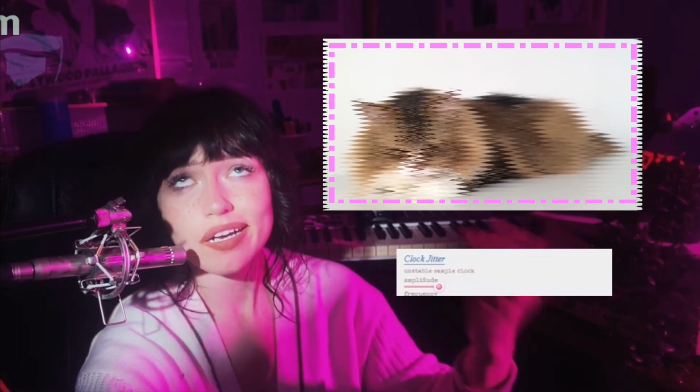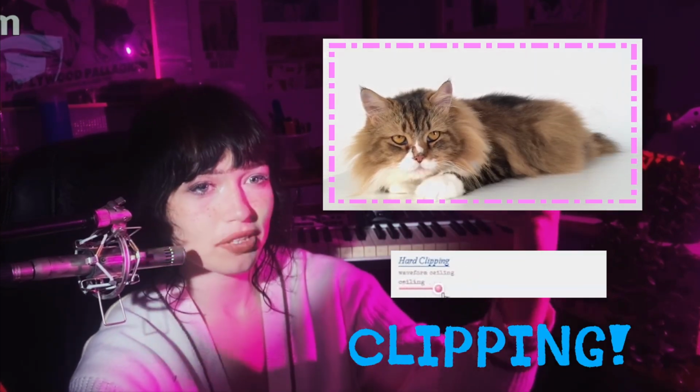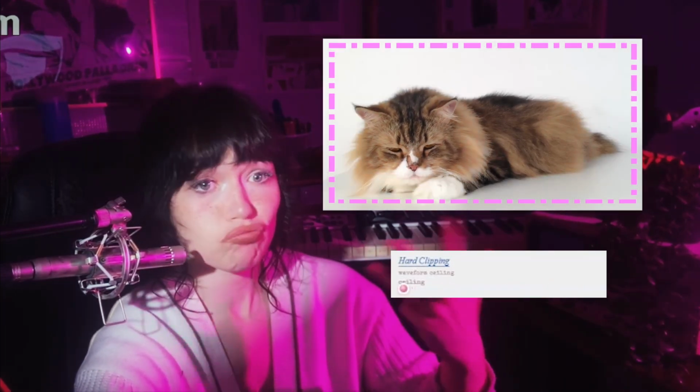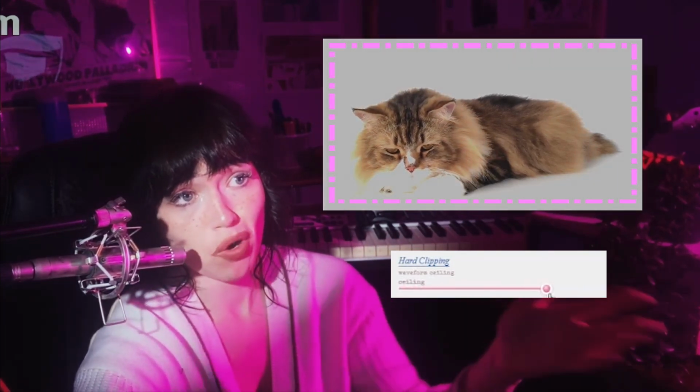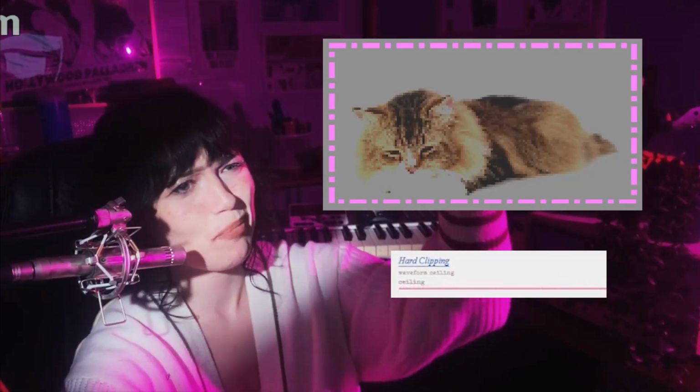Moving on to the next way that things can go wrong is hard clipping, which is a problem of amplitude or loudness. If a signal gets too loud or pushes past 0 dBFS, there's literally nothing left to represent it, so we're going to take that nice smooth little wave and it's going to become a square. We're just going to chop off those tops.